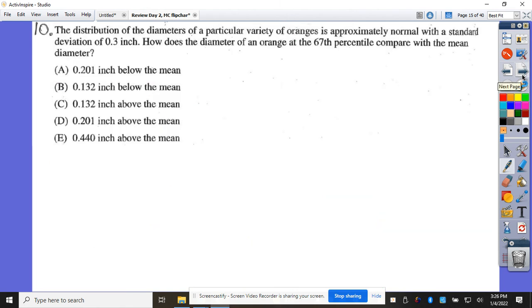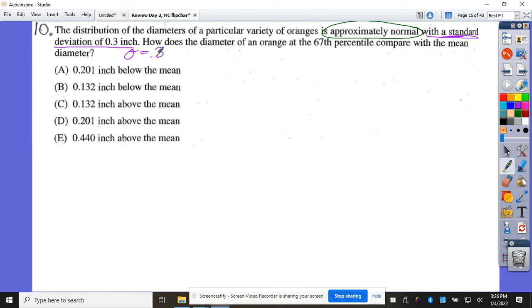At number 10, this should be your 15th problem. The distribution of diameters of a particular variety of oranges is approximately normal with a standard deviation of 0.3 inches. How does the diameter of an orange at the 67th percentile compare with the mean diameter?